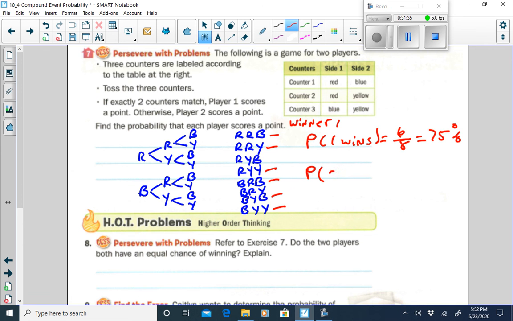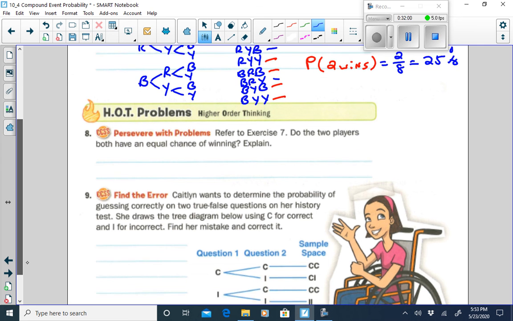That means then the probability 2 wins, right? 2 wins any other way. So 2 wins here, right? Oh, change colors. 2 wins here and 2 wins here. So the probability 2 wins is only 2 out of 8, or 25%. All right, let's scroll down and see what else we got here.